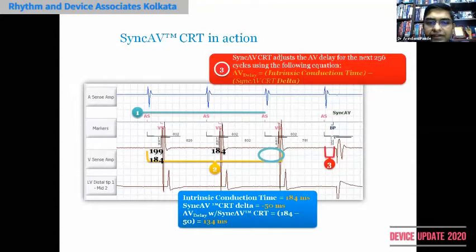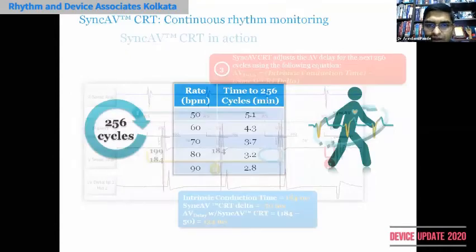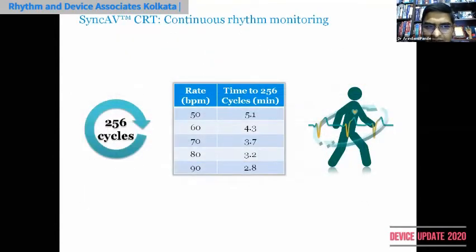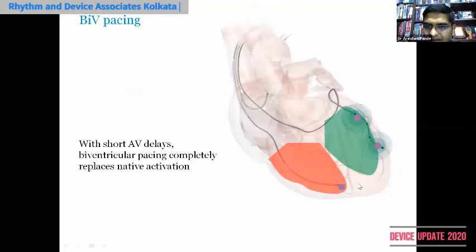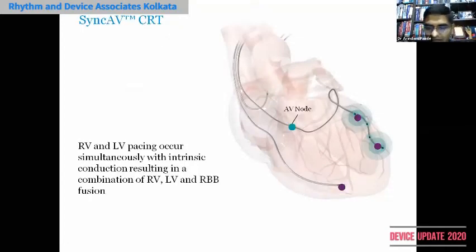Now, this is the thing, how it is done. Now, it's very important because as I already mentioned, the AV delay varies. Now, this is a diagram which is showing the normal biventricular pacing in a multi-point LV lead. Now, what is the idea of this SYNC-AV?